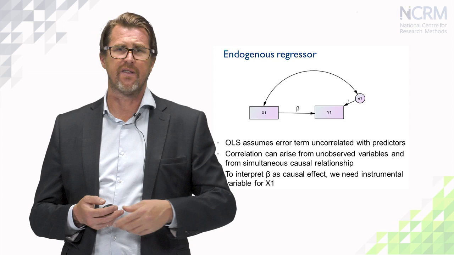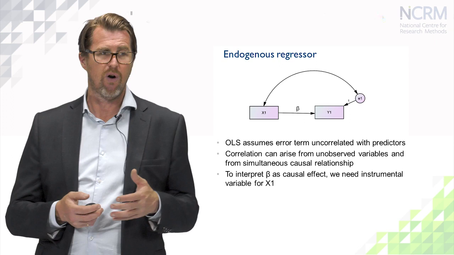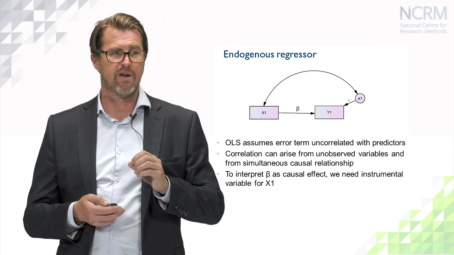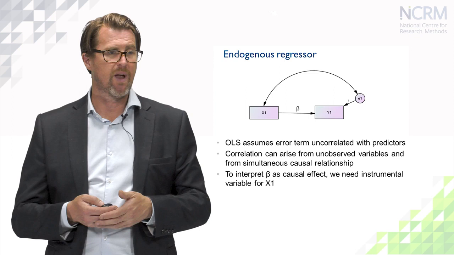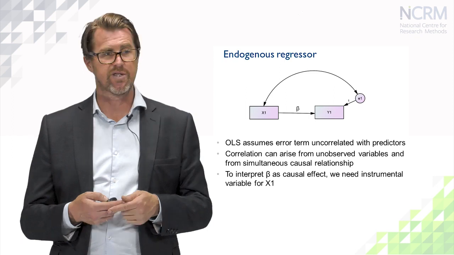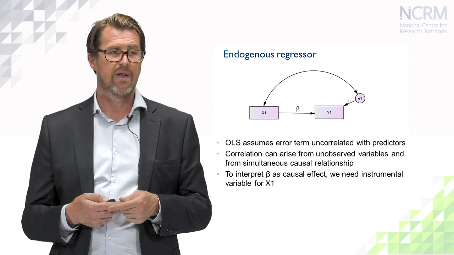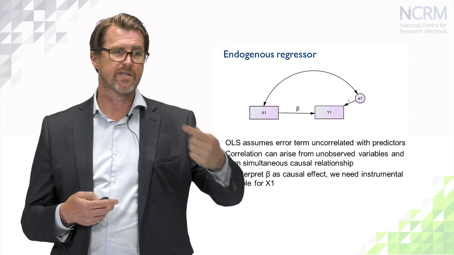If there is such a correlation, then we have what's referred to as an endogenous regressor. The X1 is an endogenous regressor. And this is because, it can be for a number of reasons, but will often be because of some unobserved variable that we should have in our model that maybe is related to both X1 and Y1. Or it may be because of simultaneous causal effects, that X1 is causing Y1 and Y1 is causing X1, the sort of reciprocal effects that we're interested in here. That would generate this correlation.